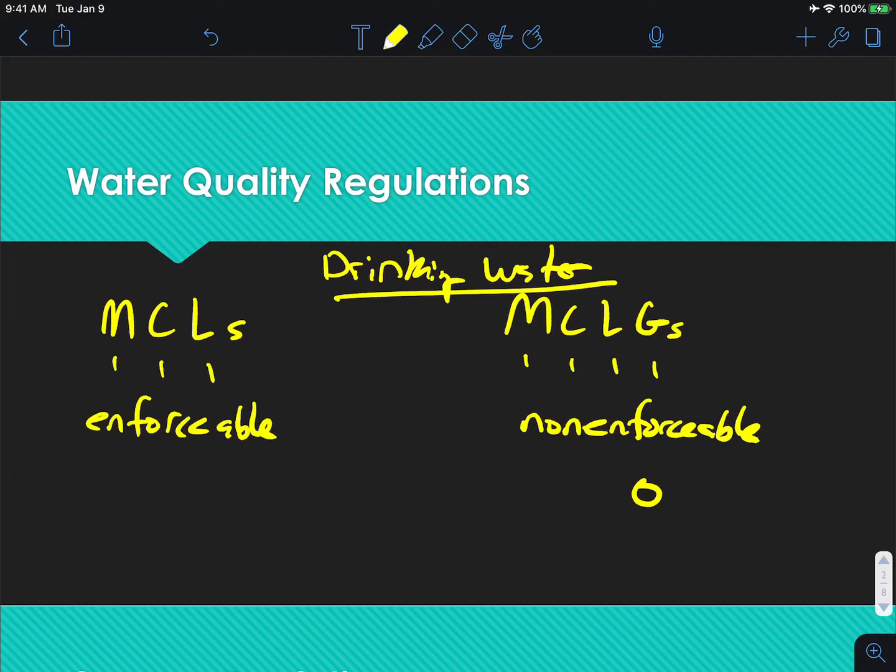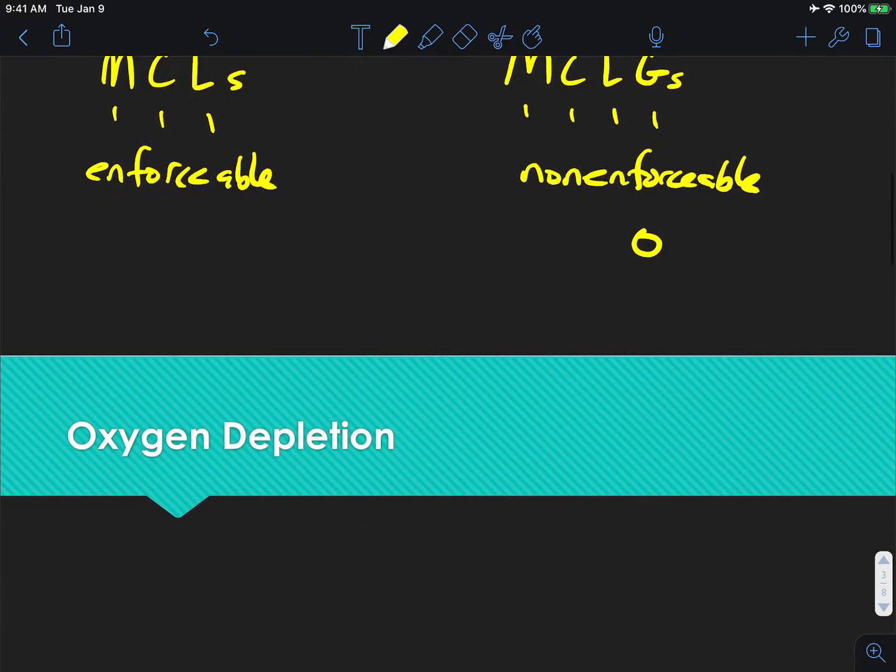So what you have is those goals, what we'd like to achieve. And some chemicals don't have MCLGs of 0. They have higher ones. And so ultimately, sometimes the MCL gets lower and lower as our technology gets better, approaching that MCLG. So that's the difference between maximum contaminant levels, MCLs, and maximum contaminant level goals.